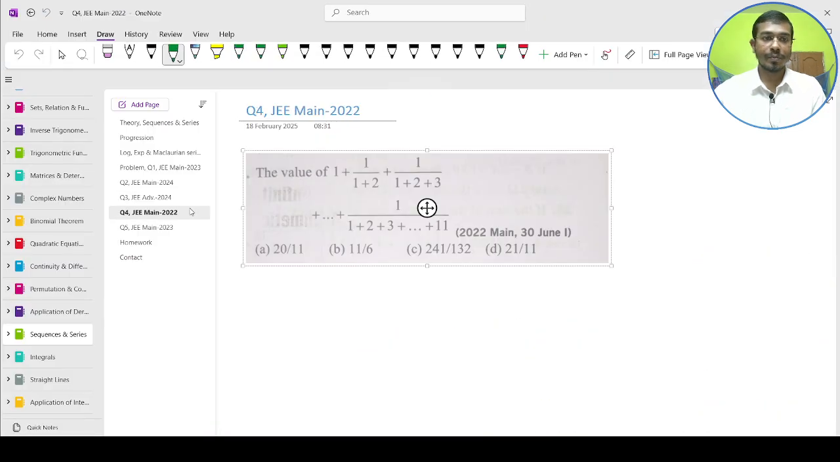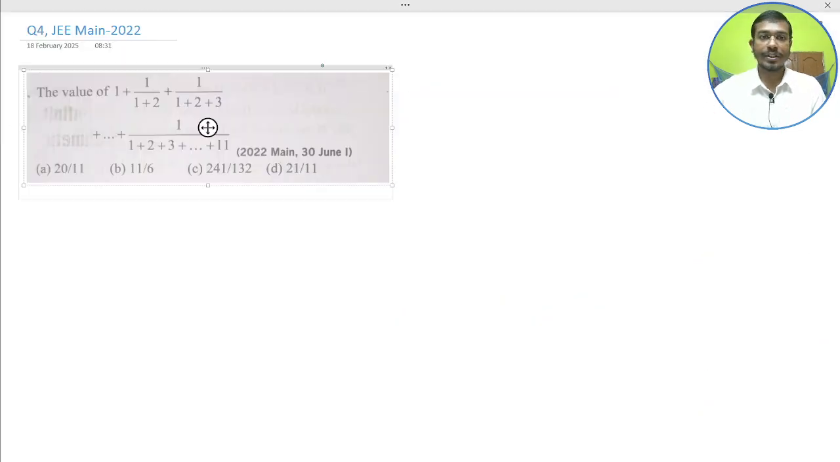Next, go ahead. Fourth question, another recent type of question coming in JEE Main 2022. It says: the value of 1 plus 1 by (1 plus 2) plus 1 by (1 plus 2 plus 3) plus dot dot dot plus 1 by (1 plus 2 plus 3 plus dot dot dot plus 11) would be what? 20 by 11, 11 by 6, 241 by 132, 21 by 11. Okay, try yourself.